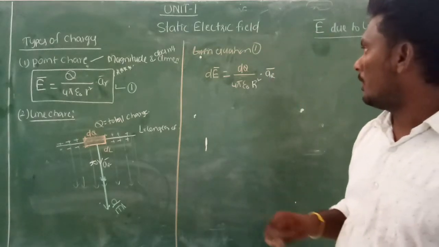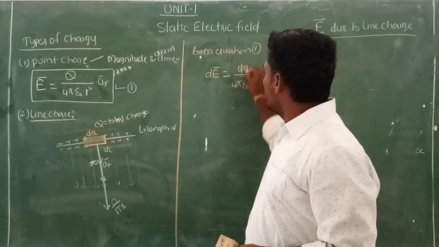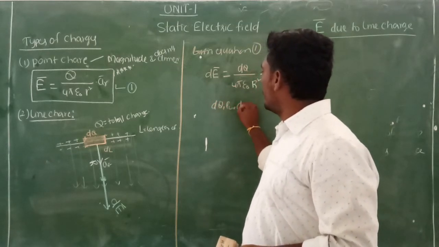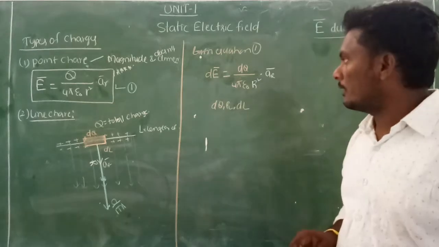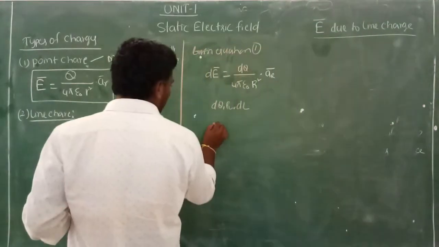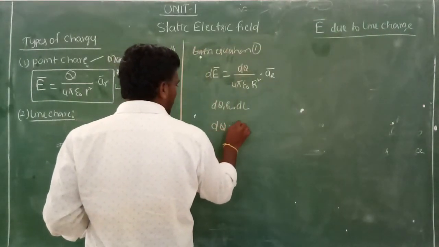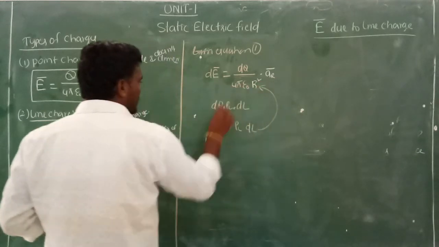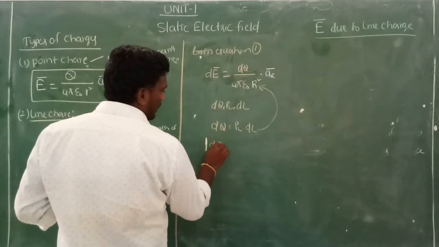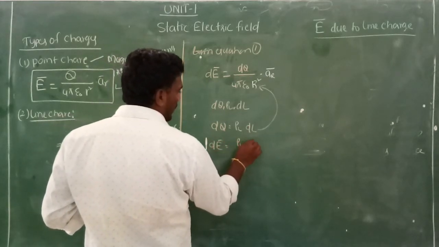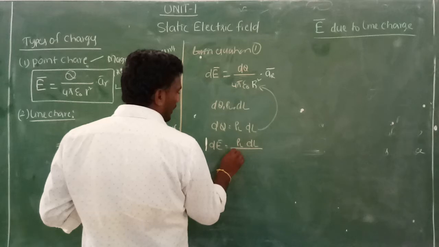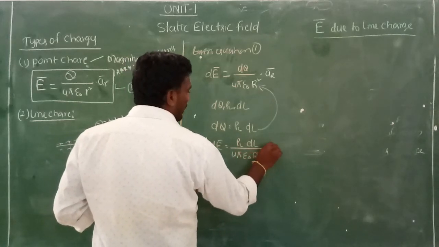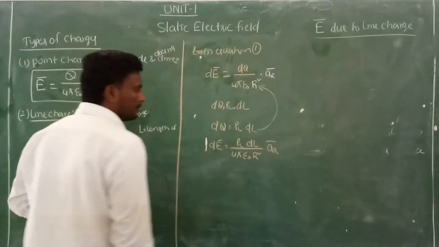Now we know the relation between dQ, rho L and dL. What is the relation between dQ, rho L and dL? dQ is equal to rho L into dL. You just substitute this rho L into dL in this expression, so that we will get dE bar is equal to rho L dL by 4 pi epsilon naught R square into A R bar.